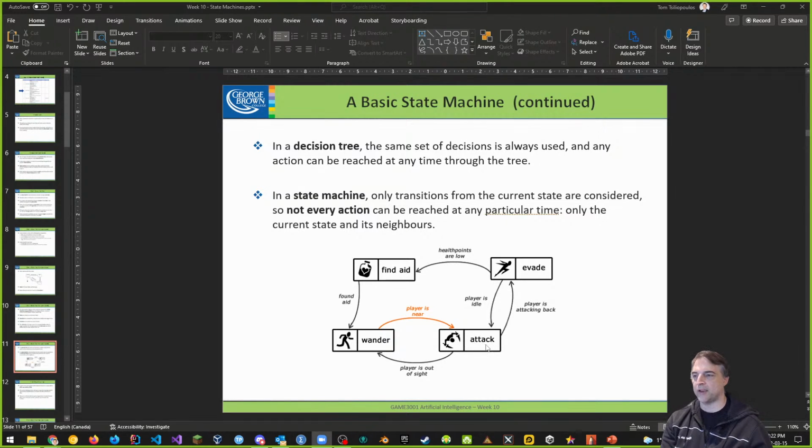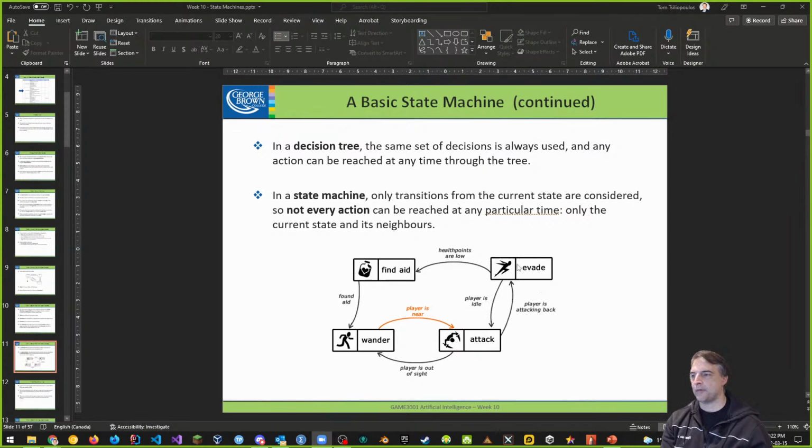Or if I'm attacking, as an example, then if the player is attacking back, then I go back to evading. So I kind of try to dodge out of the way so that I'm not going to attack when they're dodging. What happens when the player is not attacking? Then I attack, right? If the player is idle, then I go back to attack. So if they don't attack me back. Again, you can define these conditions differently, right?